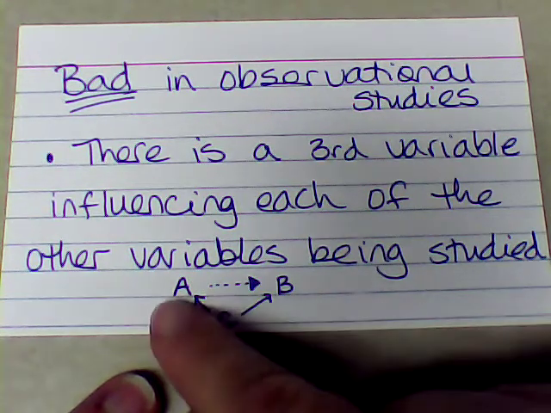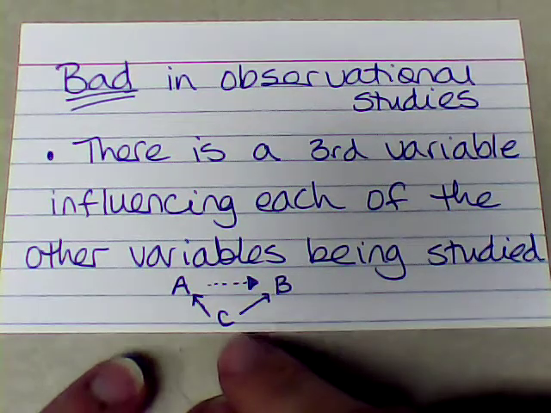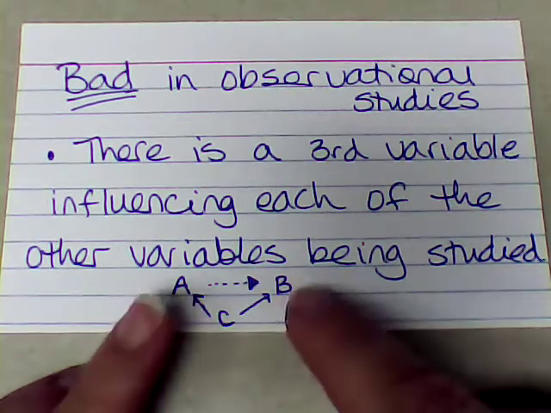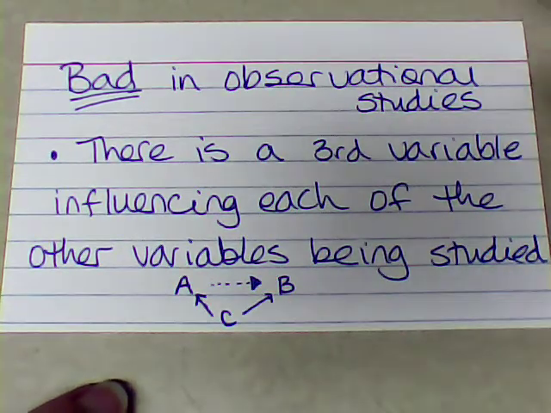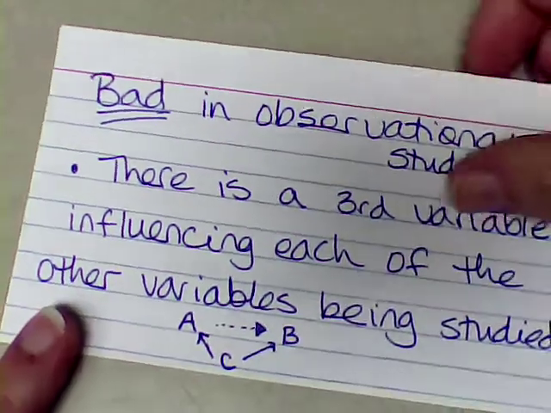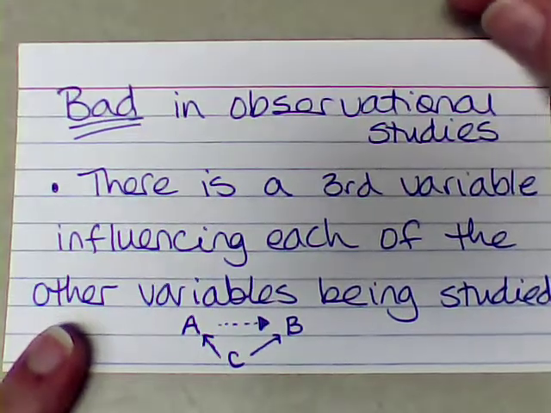The lurking variable can't be one of the 2 things you're studying. It has to be some third variable that influences both. So lurking variables are bad in observational studies. We'll save the classic example for class.